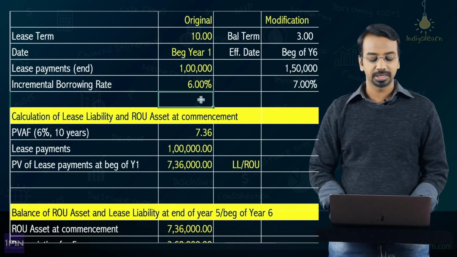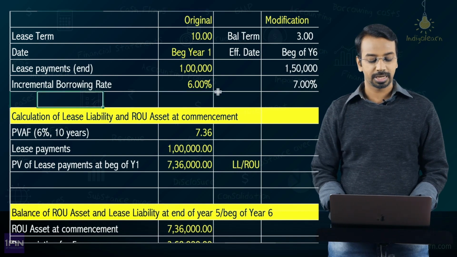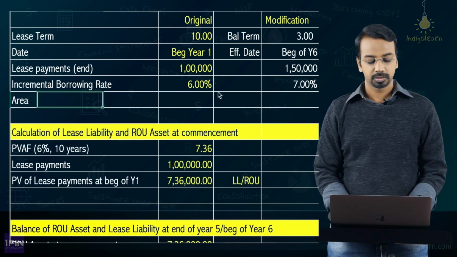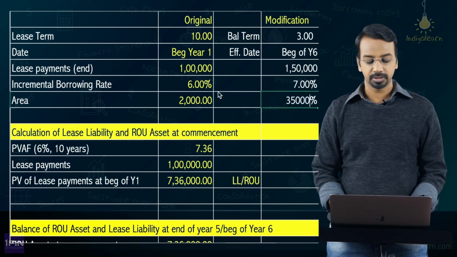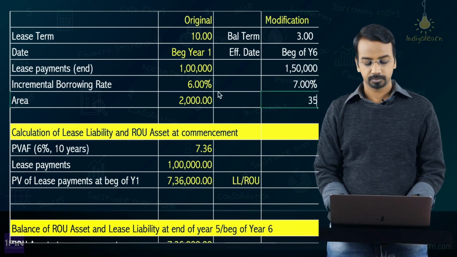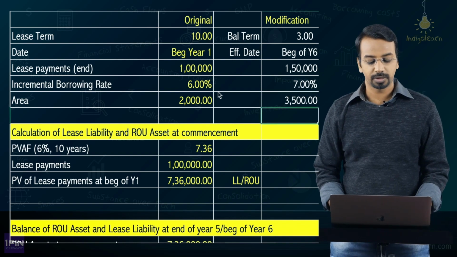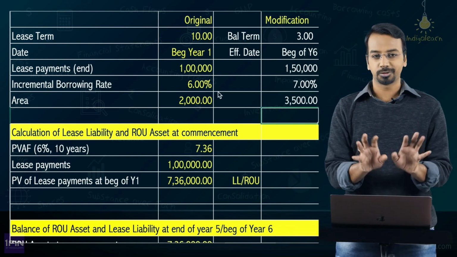Obviously, the square feet has increased. Here it was 2,000, so I will just add the area also. Area, here it was 2,000 SFT, and the revised area is 3,500 SFT, right. So, this is the gist of the problem.